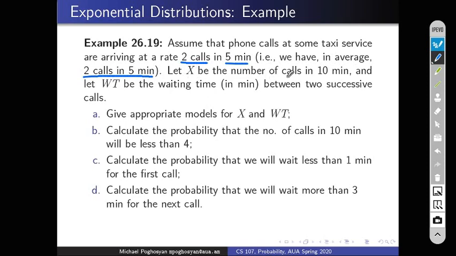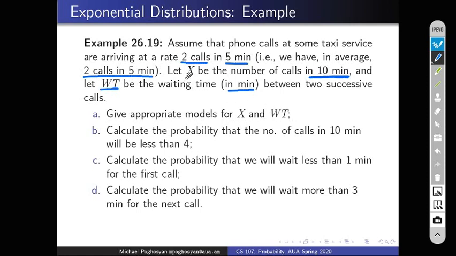Let x be the number of calls in 10 minutes. So x is the number of calls in 10 minutes. And WT, waiting time, will be the waiting time in minutes between 2 successive calls. So x is counting the number of calls in a 10-minute interval, and WT is calculating the time between 2 successive calls. So give appropriate models for x and WT.